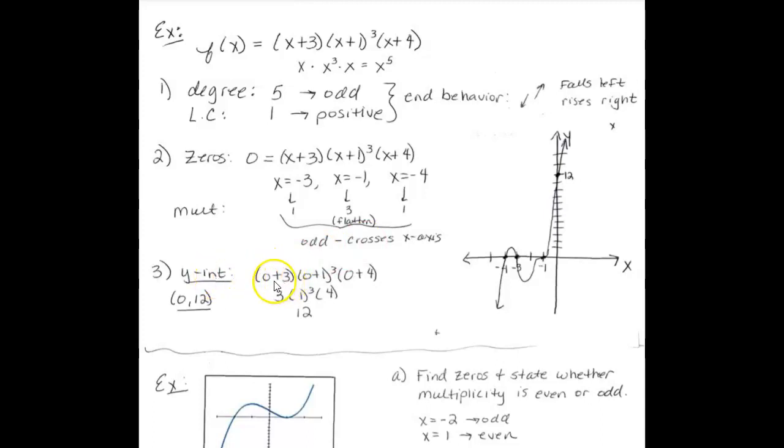Y-intercept means plug in 0 for x. So if I just plug in 0 for all the x's, and simplify, this becomes 3, 1 cubed, and 4. So 1 cubed is 1, so that's 12. So it's going to cross the y-axis at 0, 12.